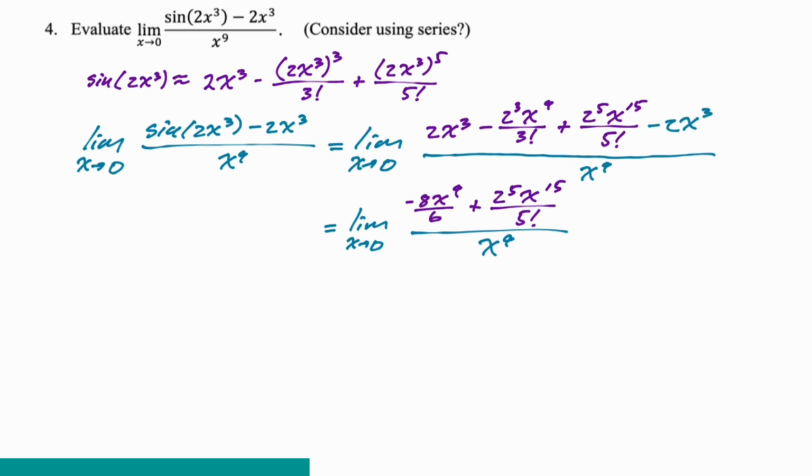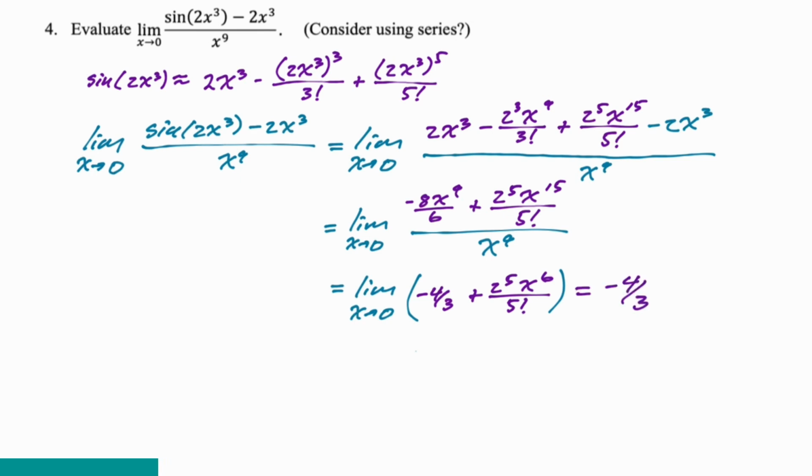So we have this. Now, every term that we see is going to get divided by x to the 9th, which means for that first term, the negative 8 over 6 times x to the 9th, we're just going to be left with negative 8 over 6, which is negative 4/3. For the next term, when we divide by x to the 9th, we're going to be left with an x to the 6th. So there's still an x there. So we get this. Now, if I let x equal 0, the x to the 6th becomes 0. All we're left with is negative 4/3. That's the answer to the problem.